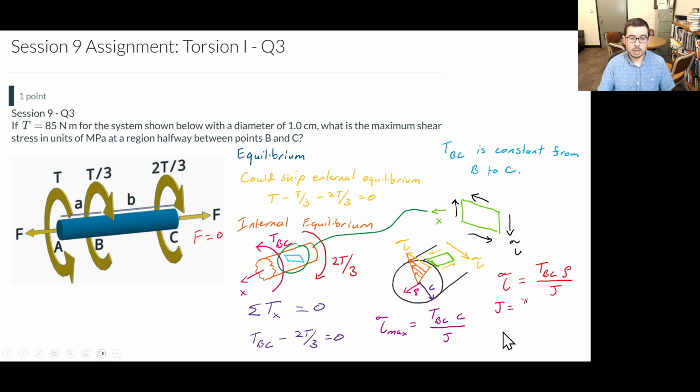What is J? Again, you can look into the notes, but it is pi over 2 c to the fourth, radius to the fourth. Please note, as we discussed in class, this polar moment of area does not depend on rho, but it completely depends on the geometry of the object, meaning the external radius is what we plug in for this c. The tau max can then be rewritten by substituting 2/3 T into TBC and substituting the J appropriately. So we get that it's 4 times the torque over 3 pi c to the third.